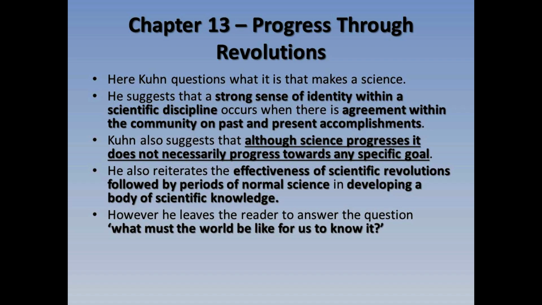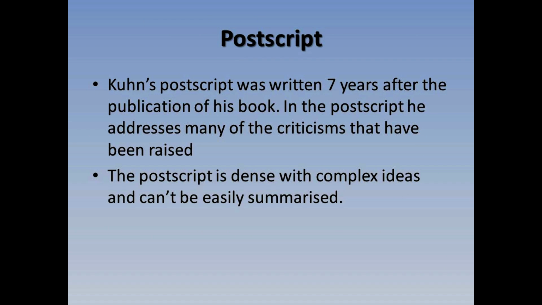In Chapter 13, Progress Through Revolutions, Kuhn suggests that the scientific community gains identity by agreeing on past and present accomplishments, that science doesn't move towards any goal, that normal and revolutionary science are cycles necessary for knowledge, and asks what must the world be like for us to know it. The Postscript was written 7 years after the book was published, and like the book itself, is difficult to summarise.